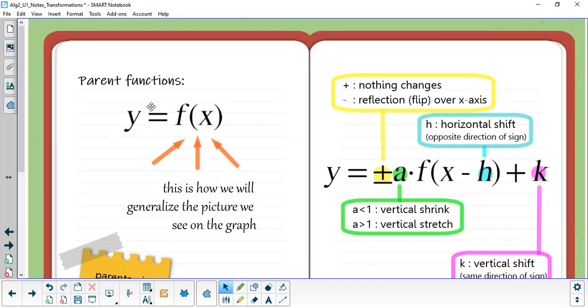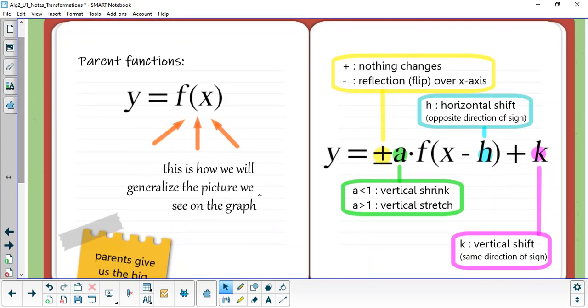Parent functions are when nothing is happening. So for example, we're going to use y equals f of x as a parent function. That's just a general function notation that we're going to use. Over on this page are all of the transformations that can happen and how we write them in an equation.